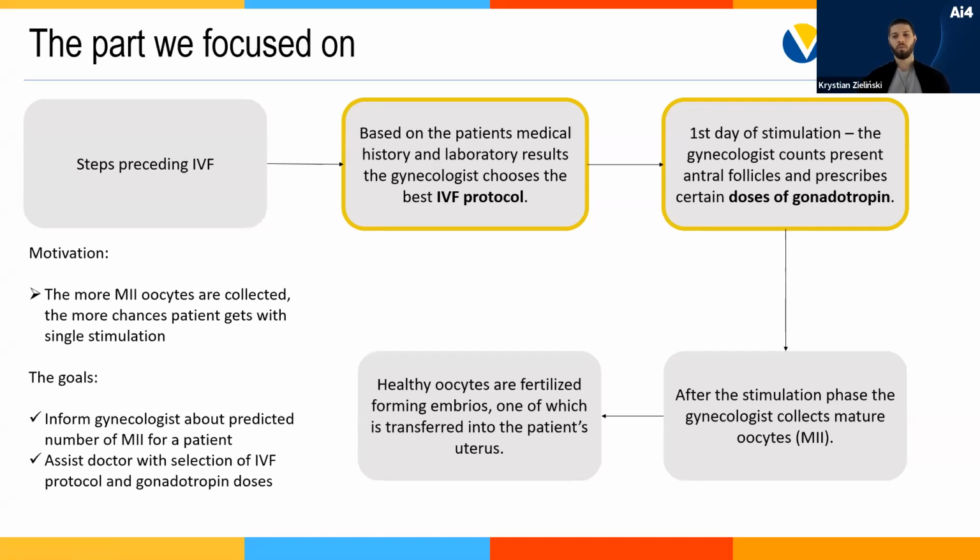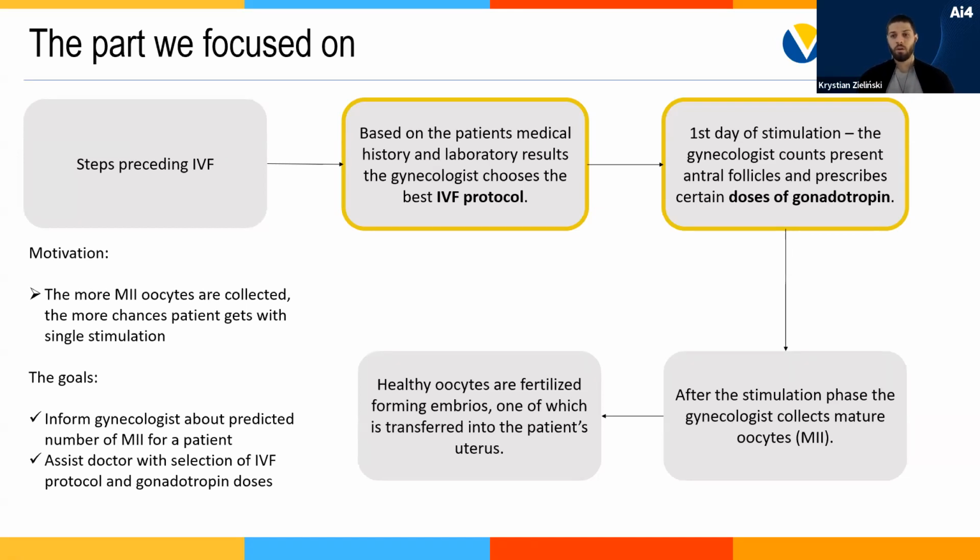As you already may know, IVF is a multi-step process. It takes time for a couple to actually be qualified for the program. So I won't go into the details of that, but I would like to tell you what we focused on mostly. So there are two crucial steps when it comes to IVF. The first one is choosing the best IVF protocol for a patient, and the second one is choosing the right doses of gonadotropin.